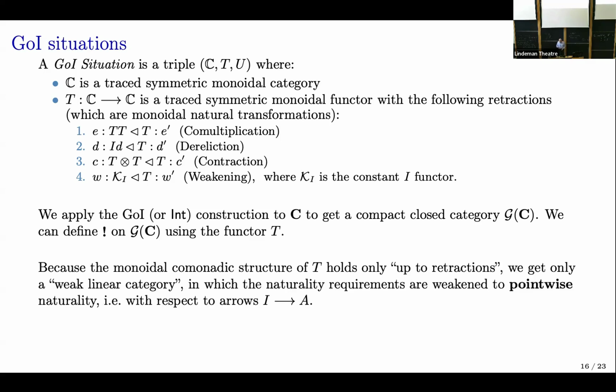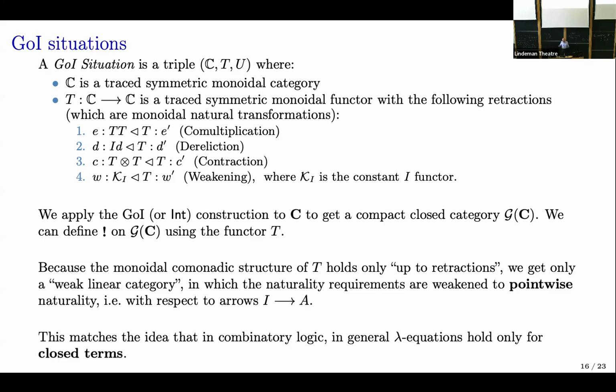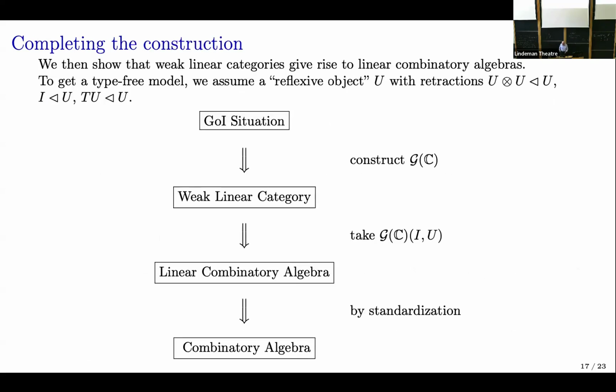Okay, because the monoidal structure holds only up to retractions, we get only a weak linear category in which the naturality requirements are weakened to pointwise naturality. And this is exactly matching the idea in combinatory logic that lambda equations hold only for closed terms. This matches what geometry of interaction actually does. And then we can complete the construction.